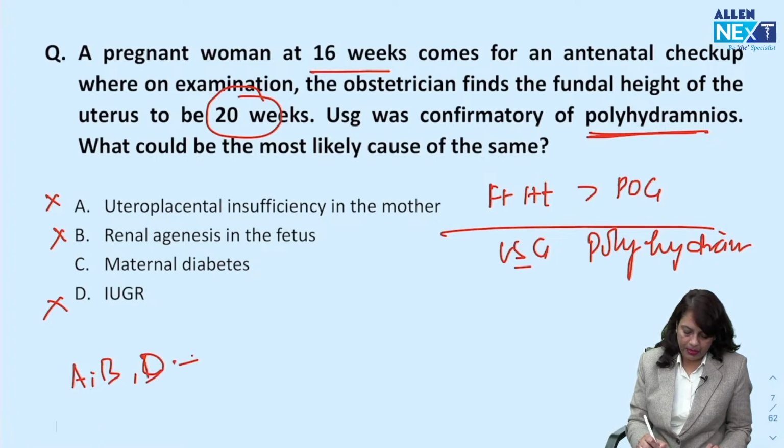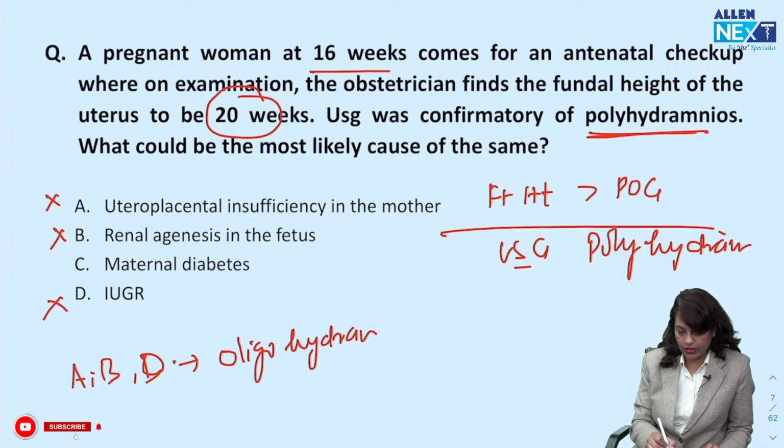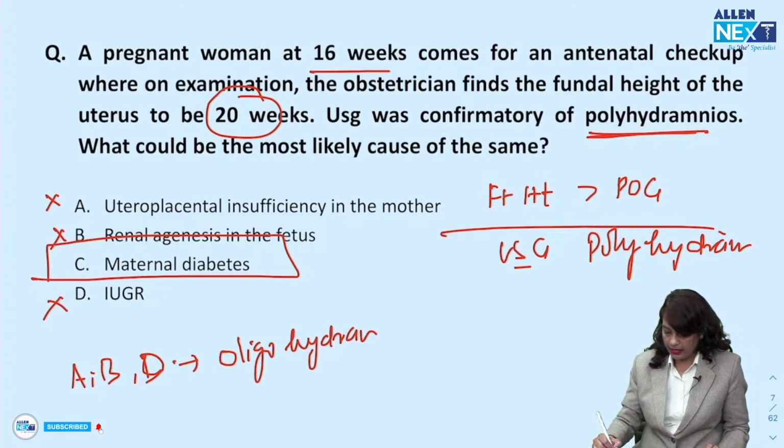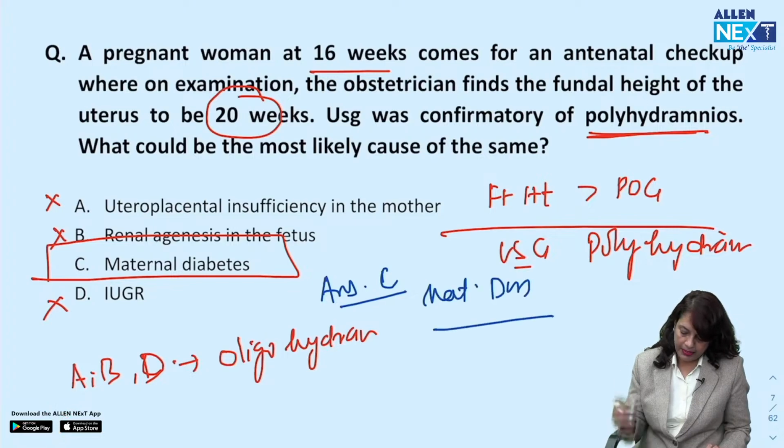So A, B, D will cause oligohydramnios, and answer to this question is maternal diabetes. Okay. So the correct answer is C, that is maternal diabetes.